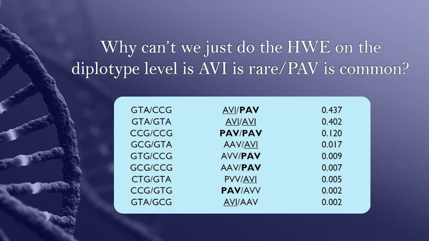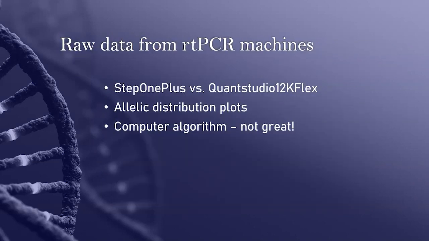The reason we have to do it on a SNP level, as opposed to just looking at AVI haplotypes as rare and PAV haplotypes as common and doing the Hardy-Weinberg equilibrium that way, is because, again, there's so much diversity that you aren't capturing with that, because a lot of people out there have some rarer haplotype, like myself. Hardy-Weinberg is intended to be used on the allelic level, so you have to do it at the SNP level and repeat it 3 times.